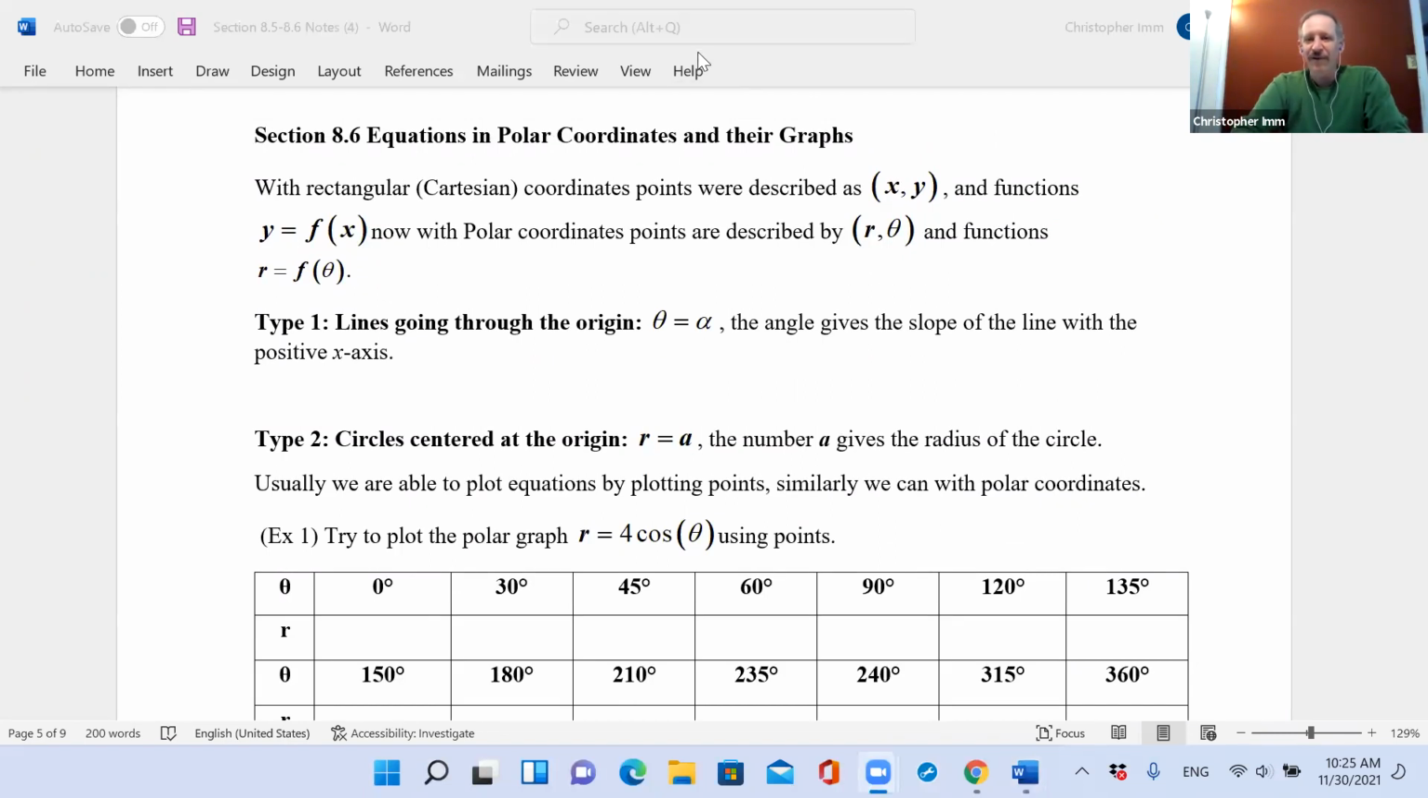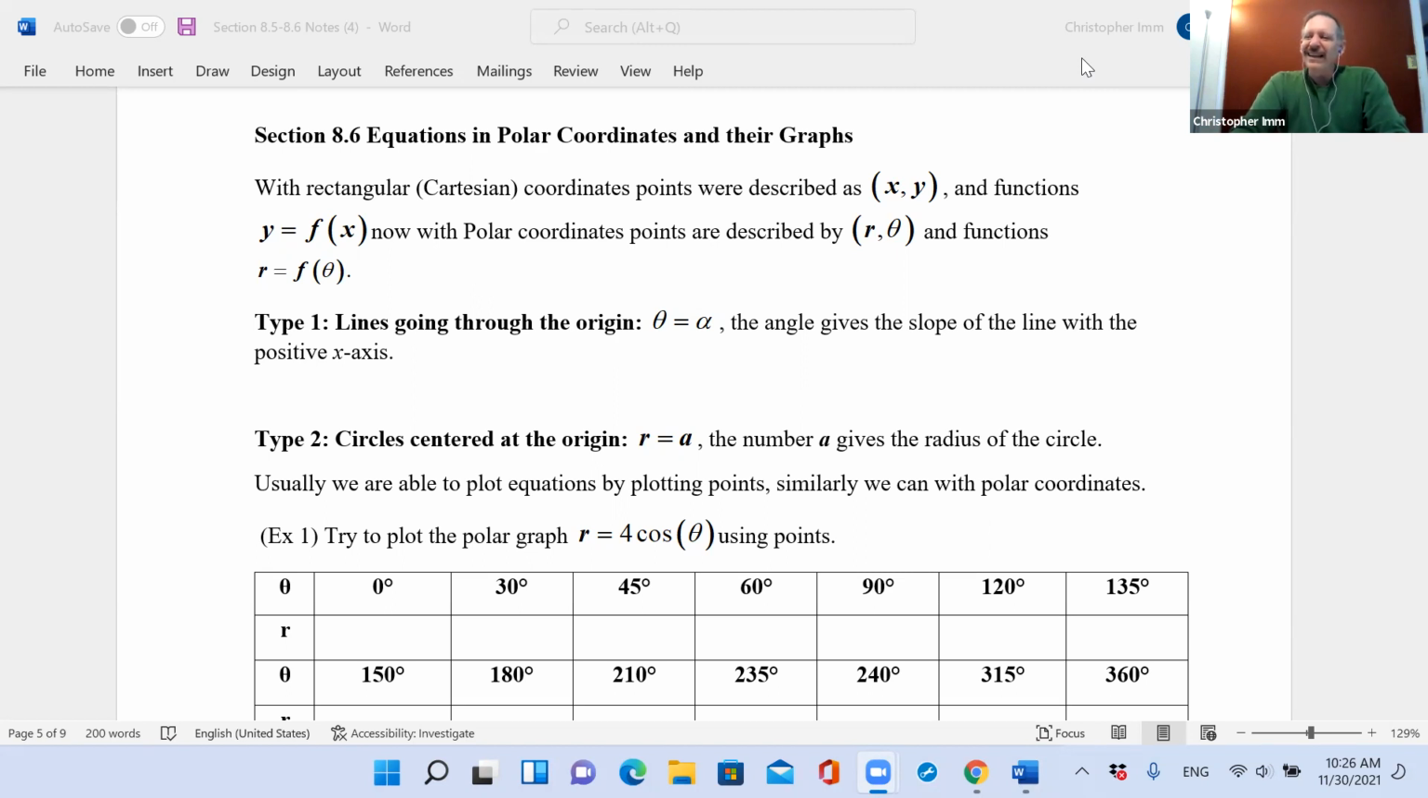So this is just a quick rundown of graphing with polar coordinates, and so polar coordinates and their graphs. When we're thinking of rectangular Cartesian coordinates, we're looking at points described as x comma y, and functions y is equal to f of x. With polar coordinates, we now know that our polar coordinates are described as r comma theta, and functions look like r is equal to f of theta.